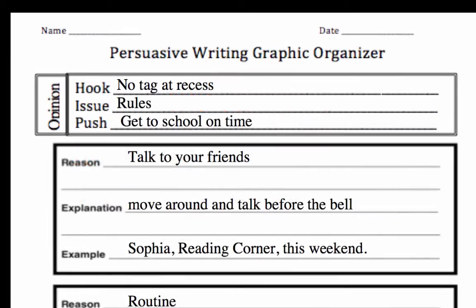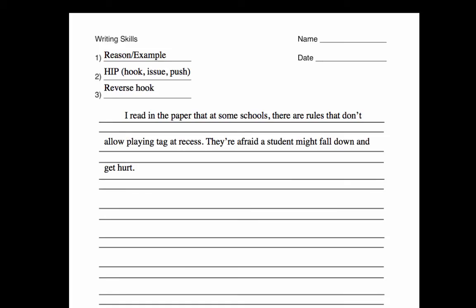Take a look at your graphic organizer. The first sentence will be your awe-inspiring fact about school rules. Write down your awe-inspiring fact in complete sentences. This makes the reader pause and think, and then want to continue to read.